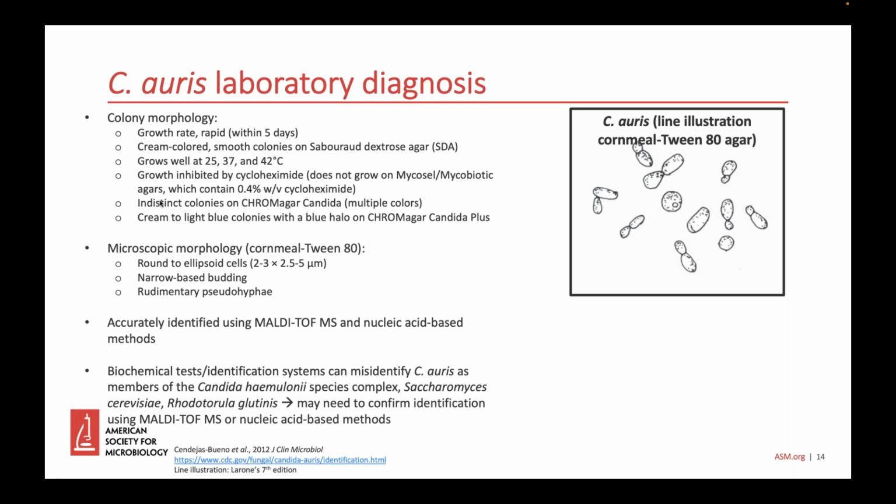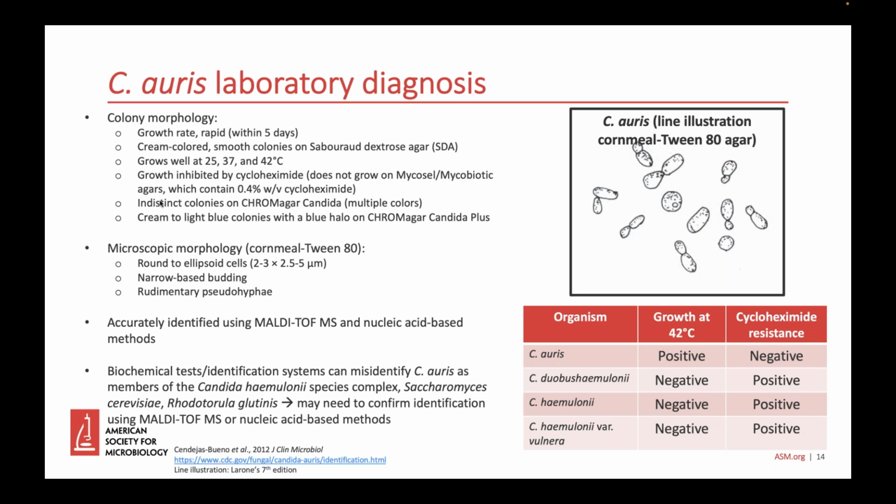So certainly if you were to recover something like Candida haemulonii species complex in culture and identified using a biochemical method, you would want to confirm the identification using a molecular method. And probably the same is true for Saccharomyces cerevisiae, but Rhodotorula, as we'll learn about later, is a pink-colored organism.